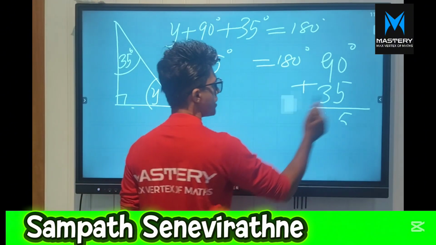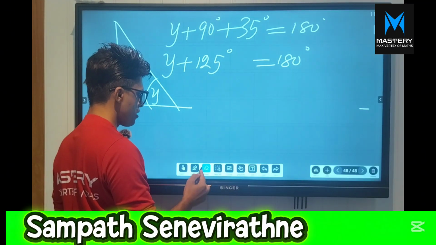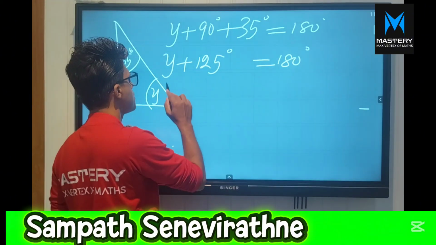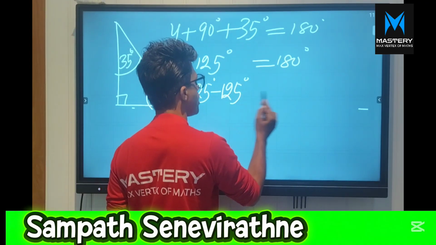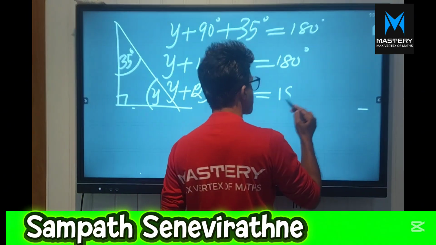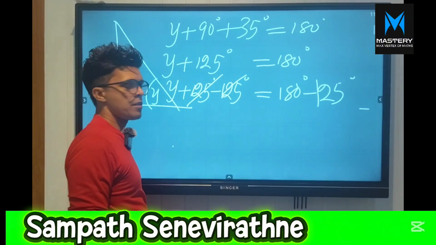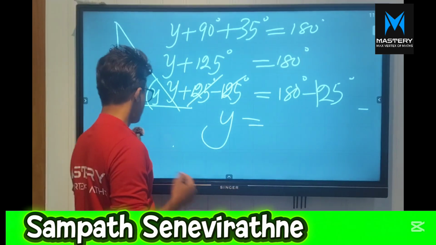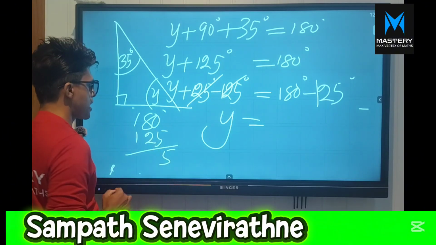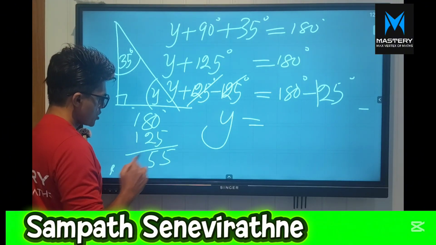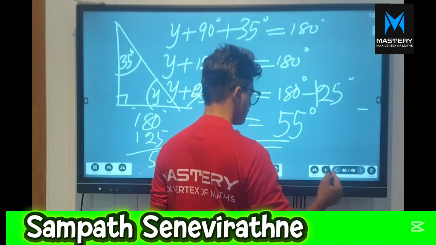Right now, how do we do this one? From both sides, you could subtract 125. So 180 minus 125. The plus 125 and minus 125 cancel out. Then 180 degrees minus 125, you could borrow 1, then this becomes 10 minus 5 is 5, 7 minus 2 is 5. The answer is 55 degrees. The value of y is 55.